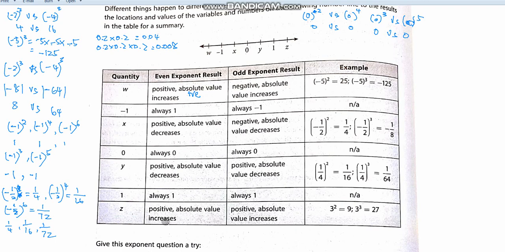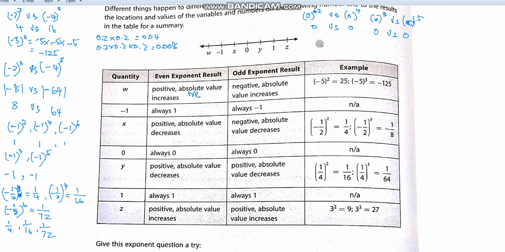Now z is a number that is more than 1. It can be 2, can be 2.5, 1.6, 100, 1000. So if you have an even root, it is positive. If you have an odd root, also positive. Why? Because the base is positive. In this case, it's different.